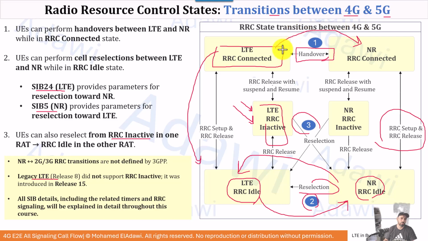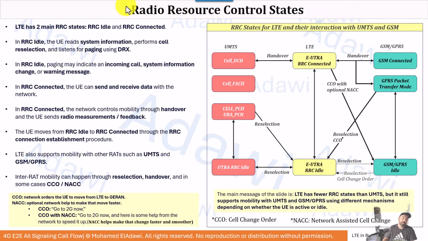Now let's move from 4G to 2G and 3G. So this slide, actually, is exactly the same idea about the RRC control states. Again, we have in 4G connected and idle, the part in the middle here, right? So we have the connected and the idle, and as we mentioned, in the idle mode, usually the user reads the system information, performs cell reselection and cell selection, and also listens for the paging using the DRX, right?